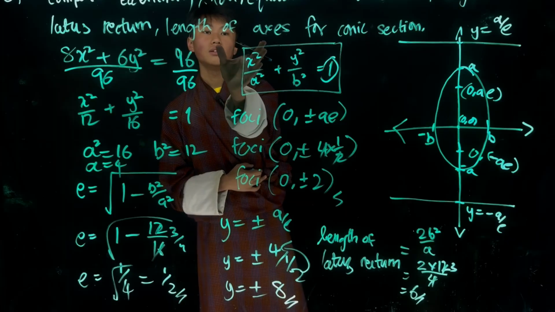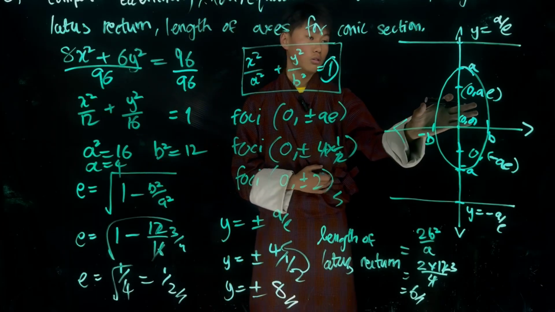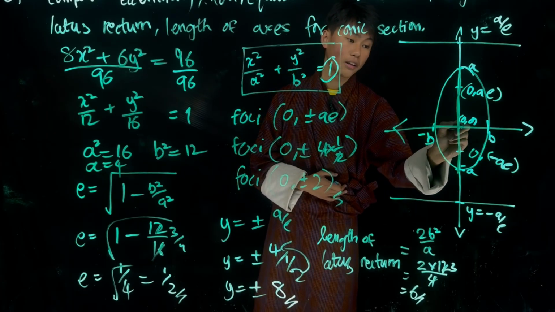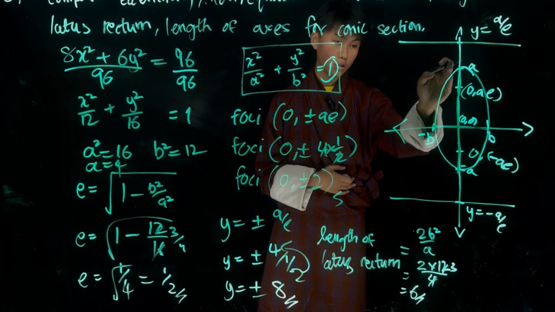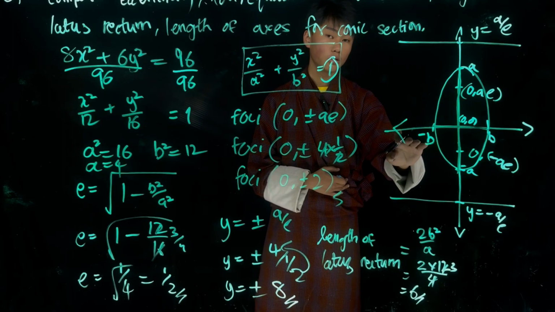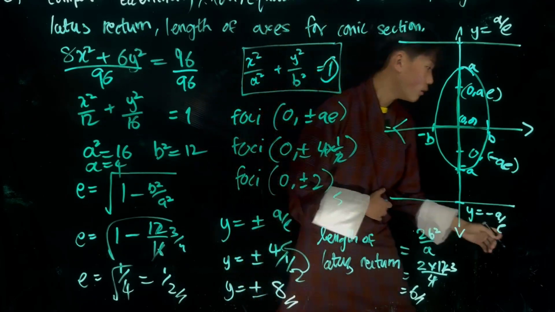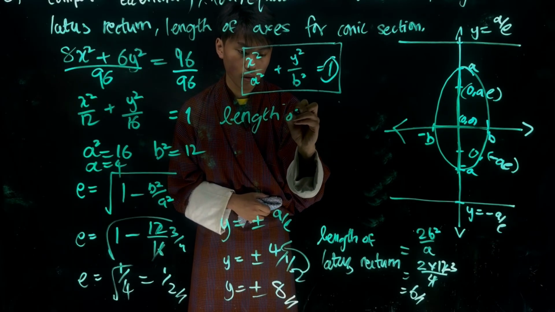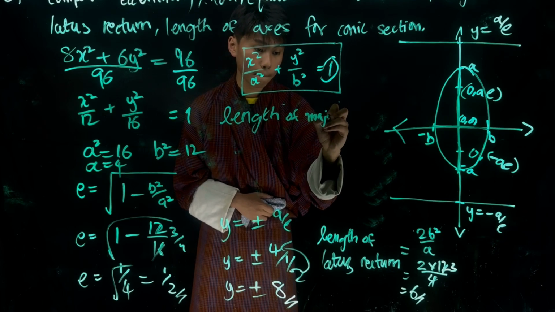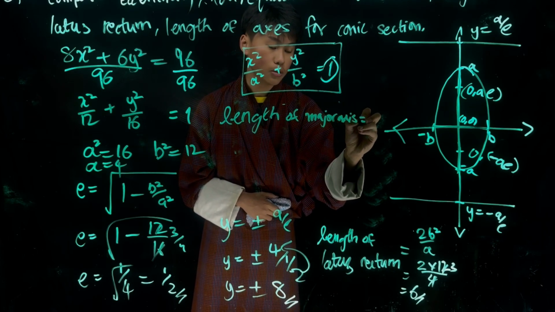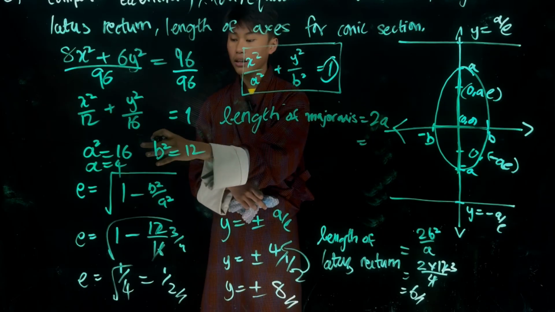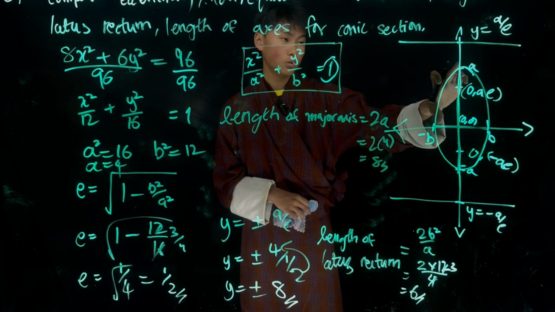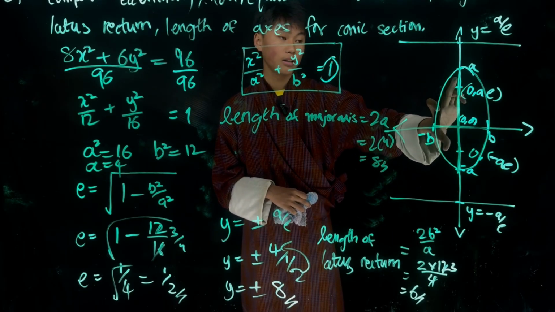Lastly, we have to find the length of the axes of the conic section. Looking at the diagram, this will be your major axis because it's longer, and this will be your minor axis. The length of your major axis will be equal to 2a, and the length of your minor axis will be equal to 2b. Since the value of a is 4, you get 2 times 4, which is equal to 8. So the major axis will have a length of 8.